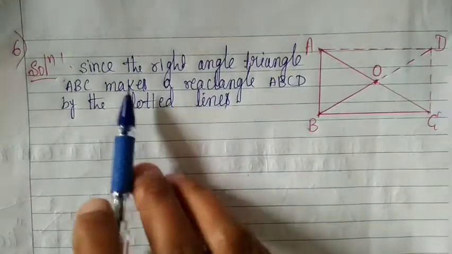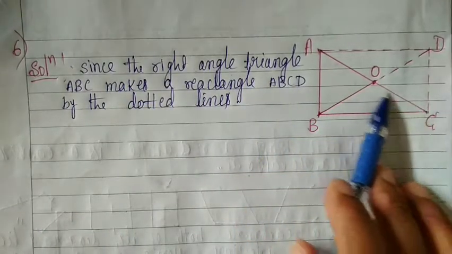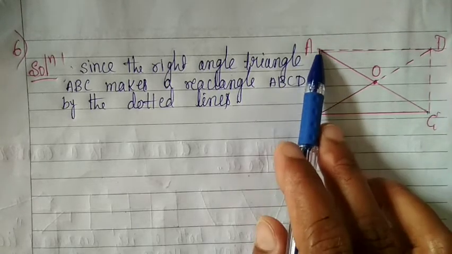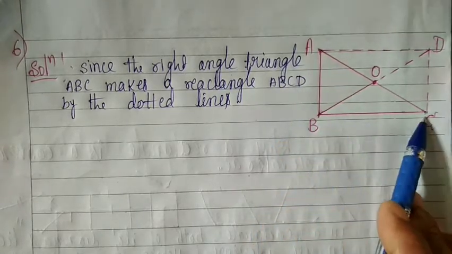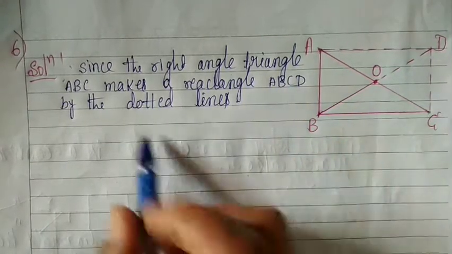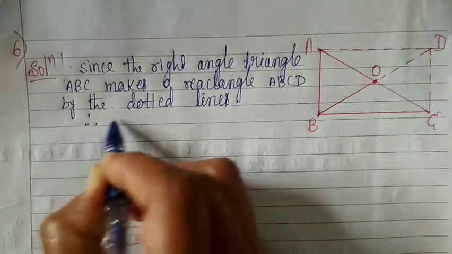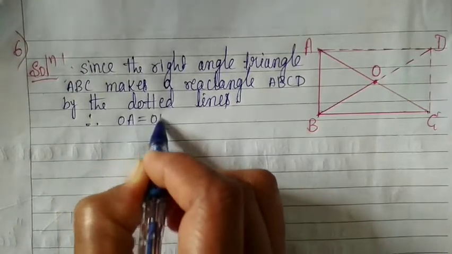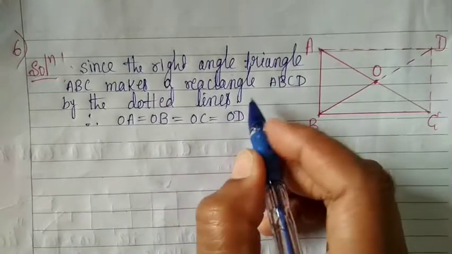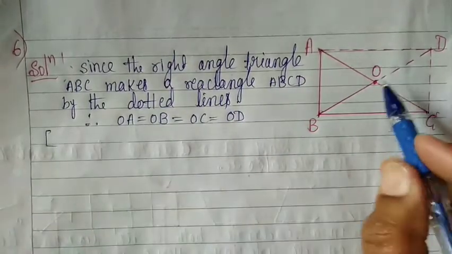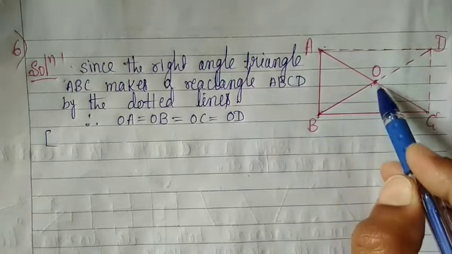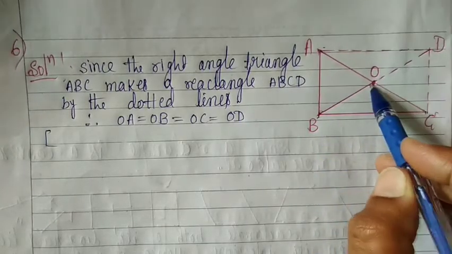Once again, since the right angle triangle ABC makes a rectangle ABCD by the dotted lines, therefore OA is equal to OB is equal to OC is equal to OD.